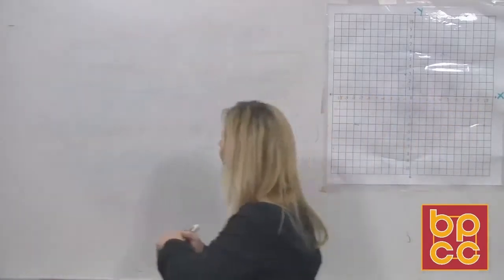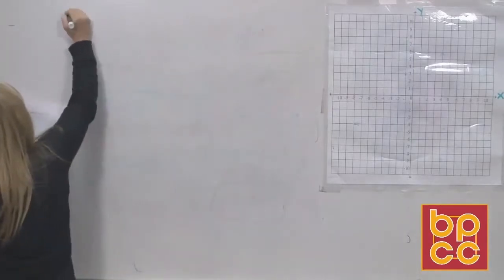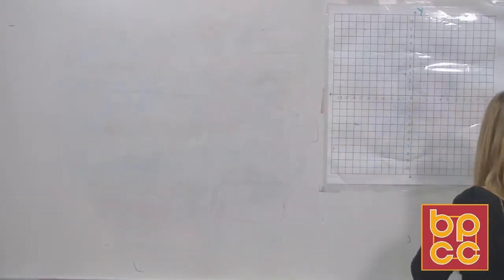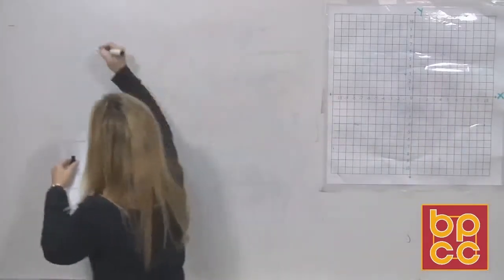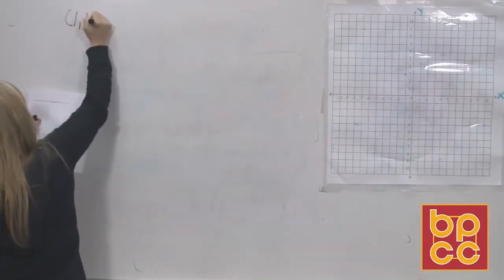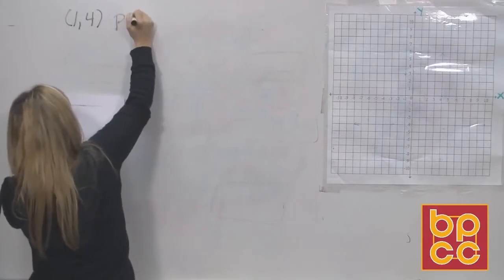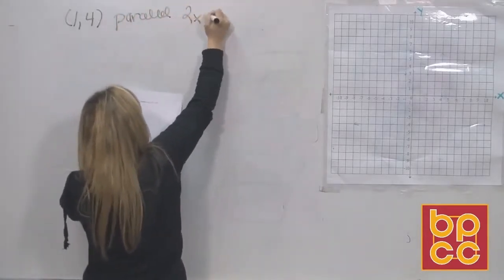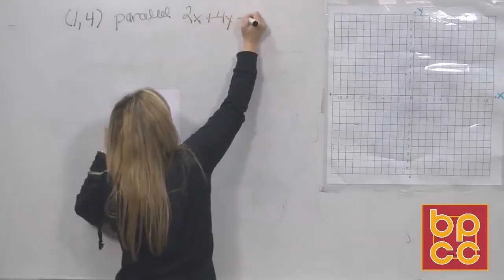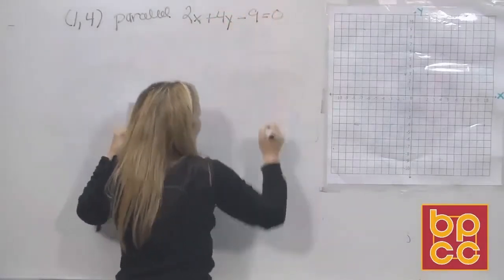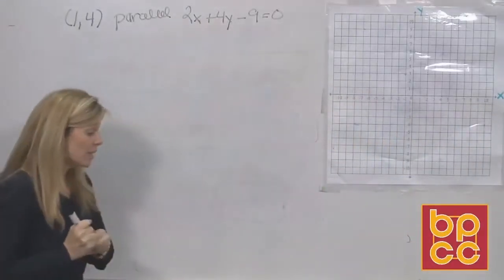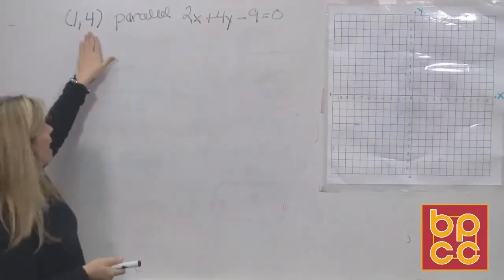So let me write this down. It says we're going to go through point, oh, that marker doesn't work, sorry about that. We're going to go through point 1, 4, and we're going to be parallel to 2x plus 4y minus 9 equals 0. All right. How many clues am I giving you? 2. We all know what that is.